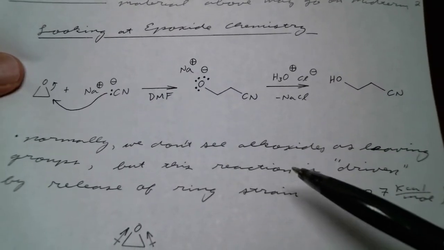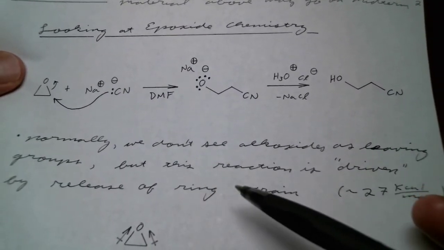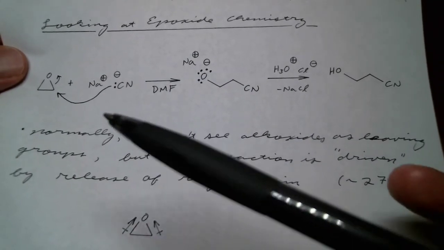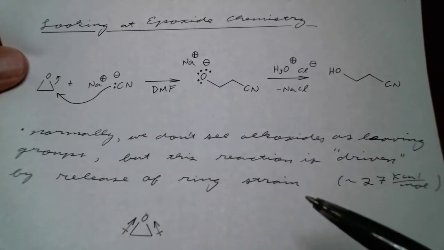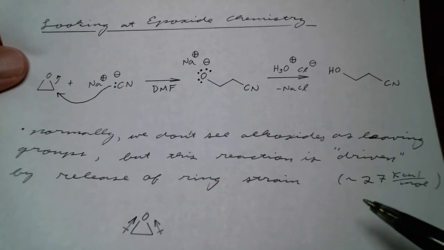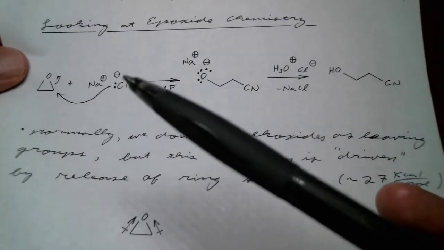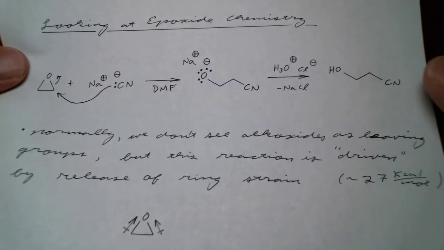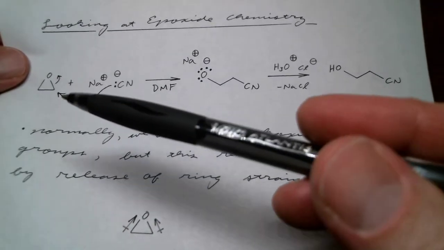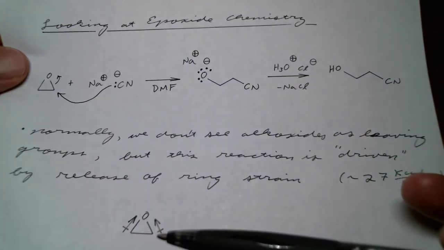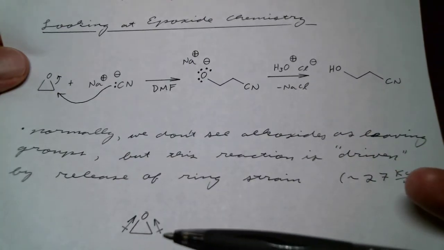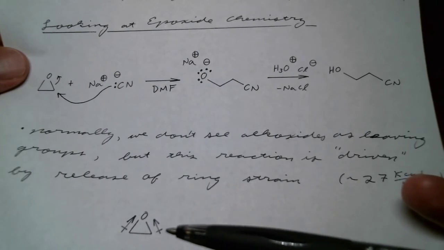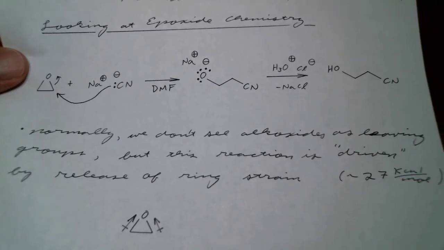Normally we don't see alkoxides as leaving groups, but this reaction is driven by the release of ring strain. That's a 3-membered ring, so there's about 27 kcals per mole in it. And so that's why this is actually favorable, because we release that. Of course, the carbon bonded to the oxygen is electrophilic. Both of those carbons are electrophilic. We can write dipole arrows that suggest they are electropositive.